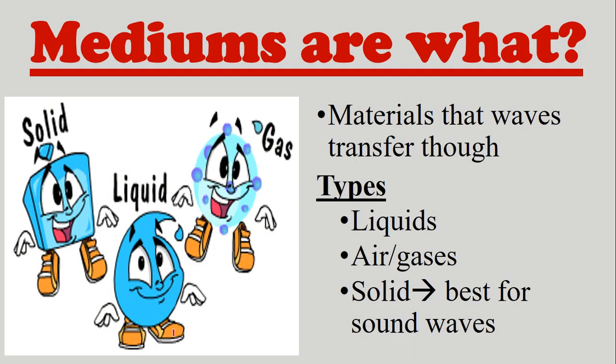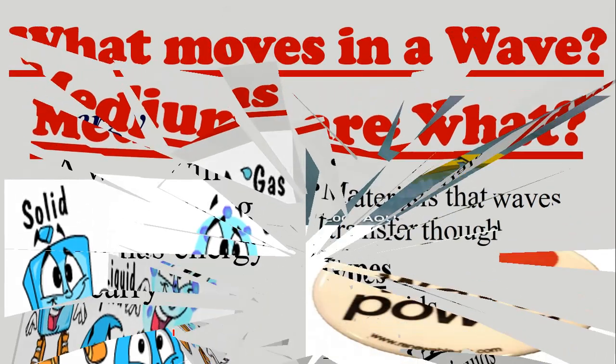So what are mediums? They are any material that waves transfer through. So they could be liquids. Think of any liquid out there: water, orange juice, anything liquid, air or gases, and solids. And solids are some of the best to transfer sound waves through. How sound is traveled, how you're listening to this, you're having sound waves go from the speaker of whatever device you're on through the air to your ear. Sound actually travels best through solids.